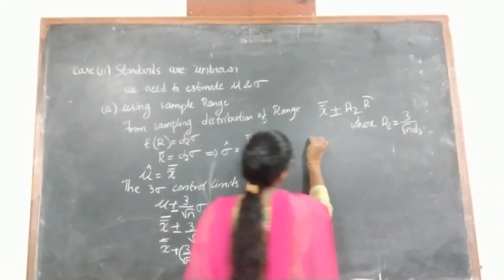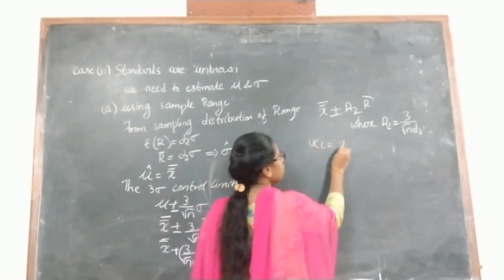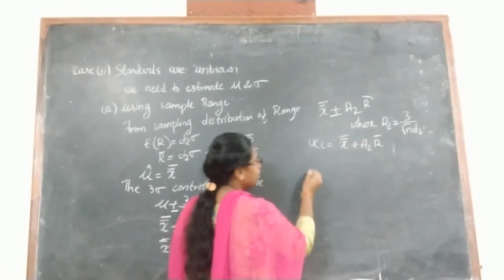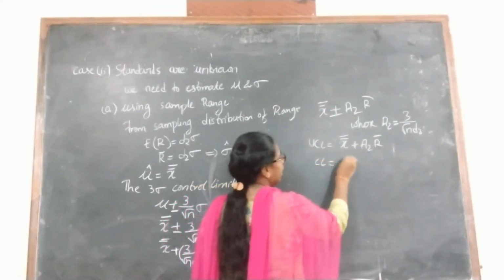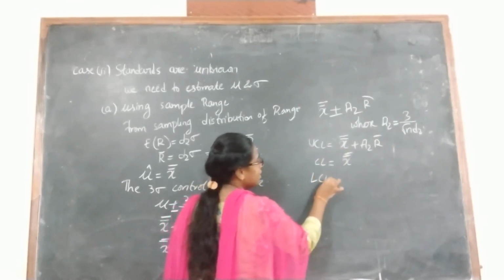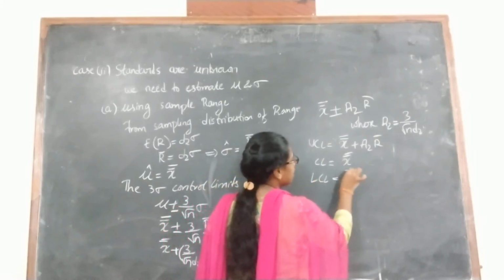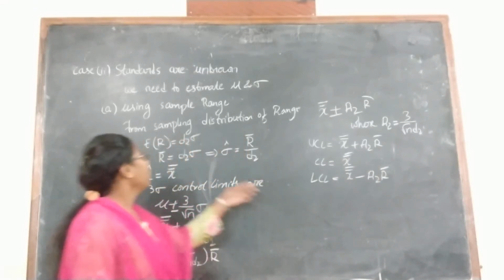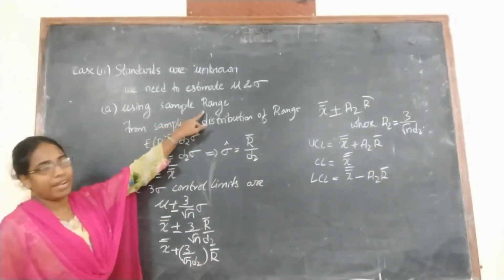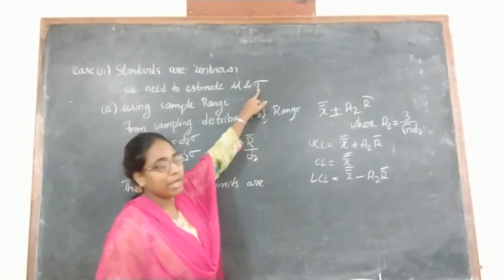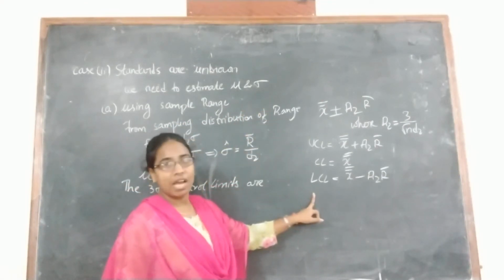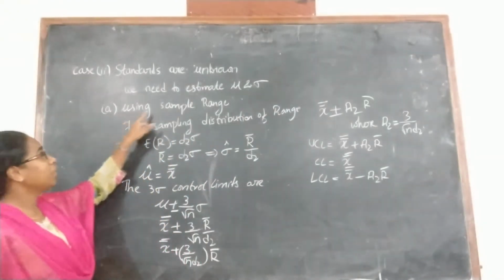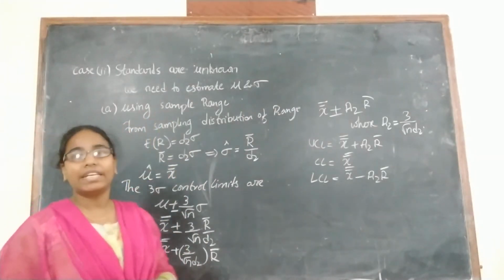So now the UCL equals X double bar plus A2 R bar, CL equals X double bar, and LCL equals X double bar minus A2 R bar. So if we are using the sample range to estimate the sigma value, the 3 sigma control limits are these values. Now we will see the second case, where we will use the sample standard deviation.